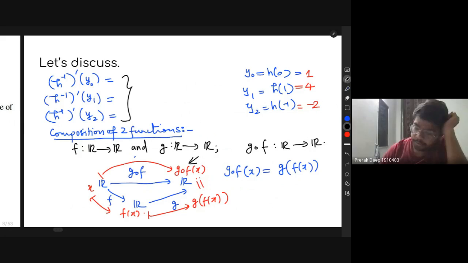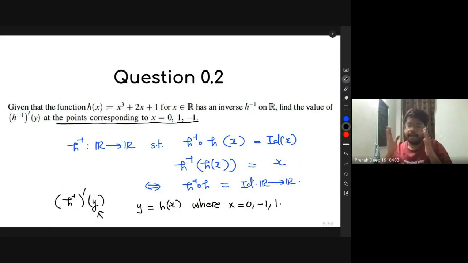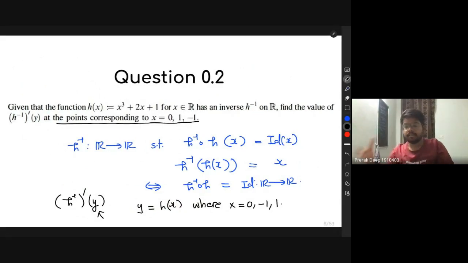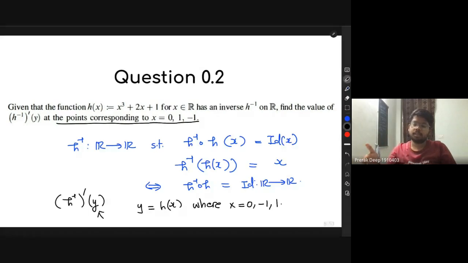Let me quickly recall this question. We had a function h of x whose inverse exists, already given in the question. You are asked to find the derivative of the inverse of that function at some point corresponding to some values of x. And how did we do that? Because calculating the inverse of this function was difficult, we tried to use the chain rule.